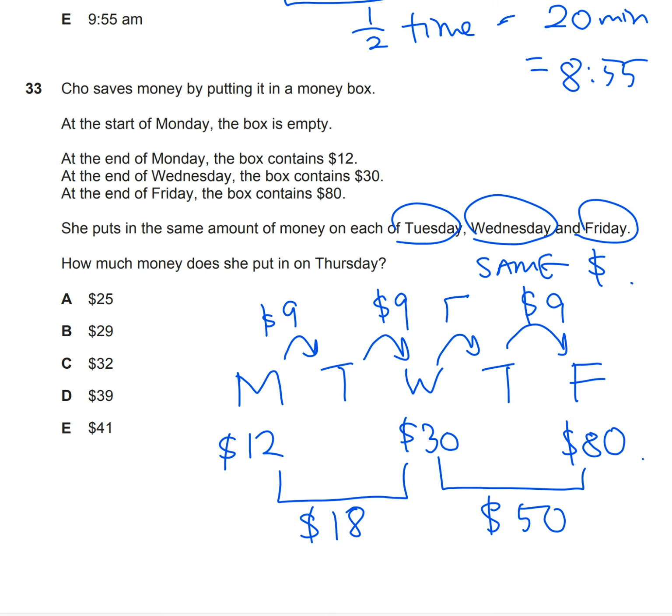Now that means that whatever she put in on Thursday, on Thursday, it will be the $50 minus $9. So 50 minus 9 will give us 41, which is option E.